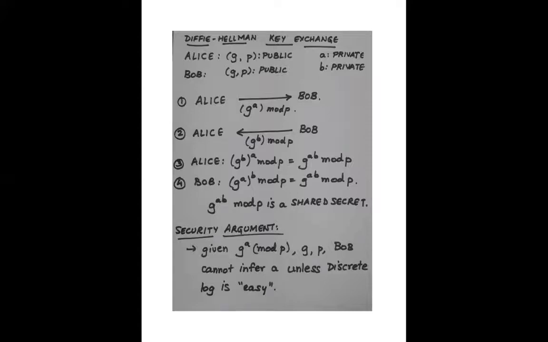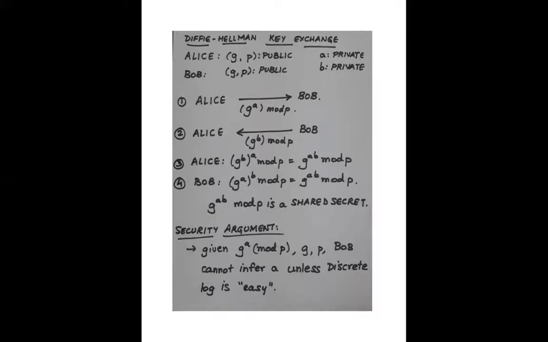Now Alice has a private portion of the key, which is A, and Bob has a private portion called B. Alice's portion A is not known to Bob. Bob's portion B is not known to Alice. So here is how the protocol works.